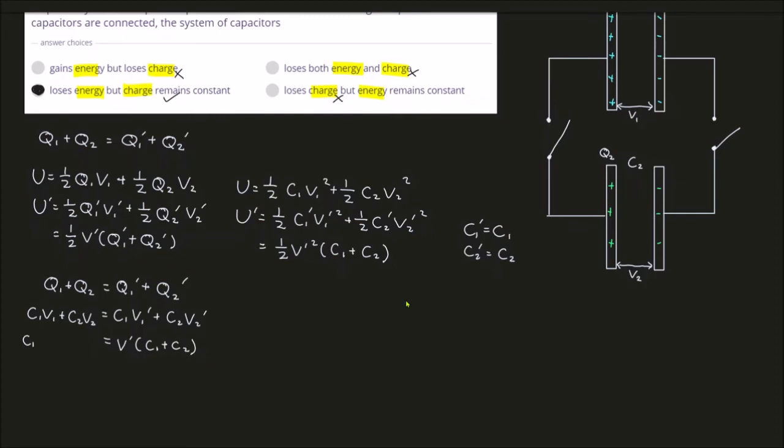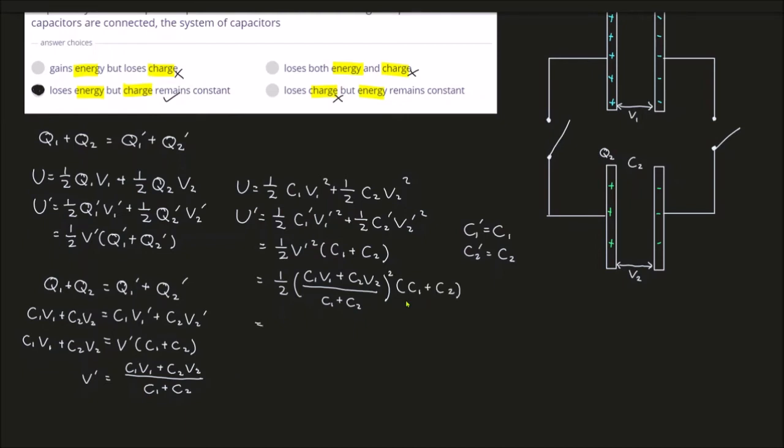Okay, and this one will be C1 V1 plus C2 V2. So essentially you can say V prime is equal to C1 V1 plus C2 V2 over C1 plus C2. And actually what I did just now is I arbitrarily tried to substitute this thing inside. Okay, C2 V2 over C1 plus C2. Then this will be V squared, then here will be C1 plus C2.